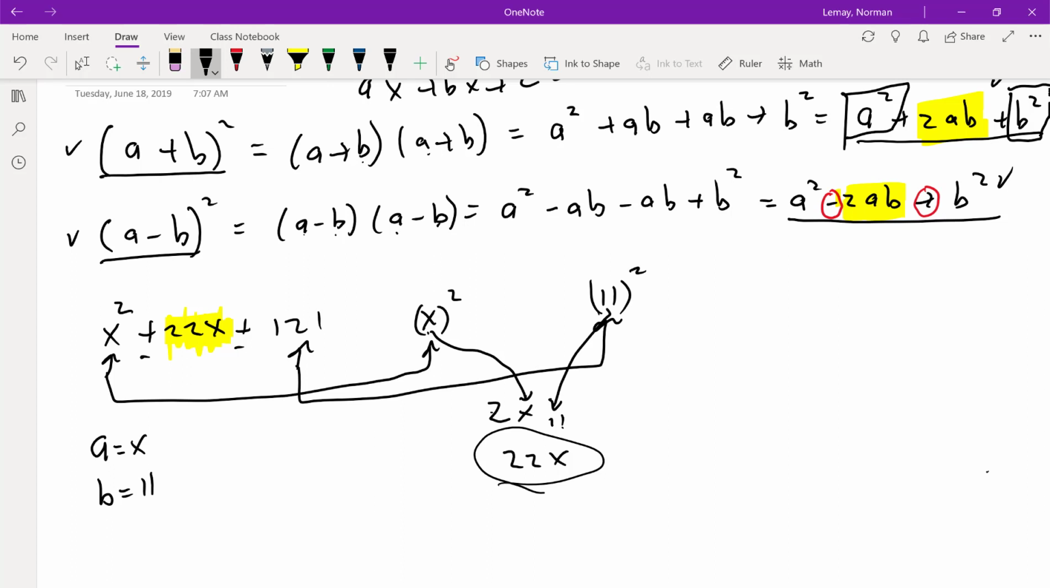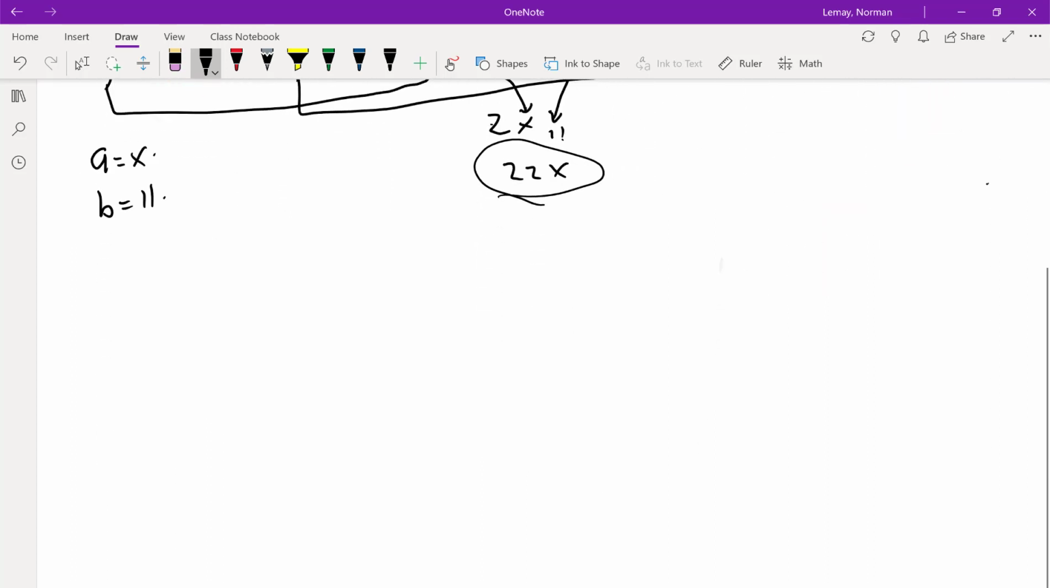So the question is, is that middle term 2 times this times this? All right, so then I end up with (x + 11) quantity squared, so I'll just write it in that form right there. Okay, let's take a look at another example.